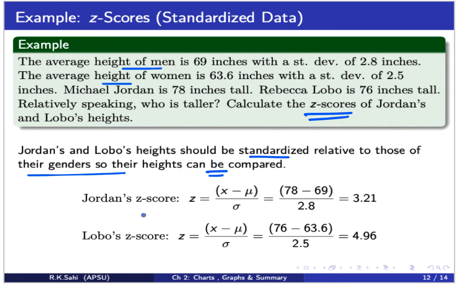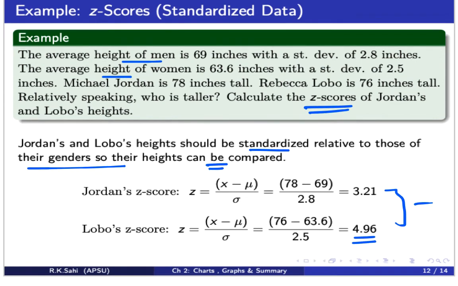So let's look at Jordan's z-score. It's x minus mu over sigma, 78 minus 69 over 2.8, which is 3.21. So compared to all the men's heights, it is just 3.21, whereas Lobo's z-score is x minus mu over sigma, 76 minus 63.6, that's the mean for a woman's height, divided by the standard deviation of a woman's height, 2.5, which gives us 4.96. Now they are on the same platform. That tells us that Lobo is much taller as compared to Michael Jordan.